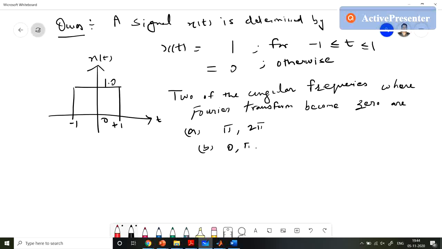The options are: 0, pi; 0.5 pi, 1.5 pi; 0, pi; 2 pi, 2.5 pi. So let us find out the solution of this problem.